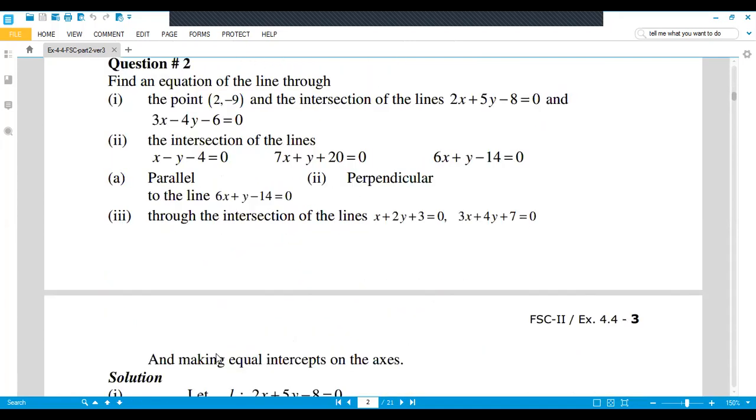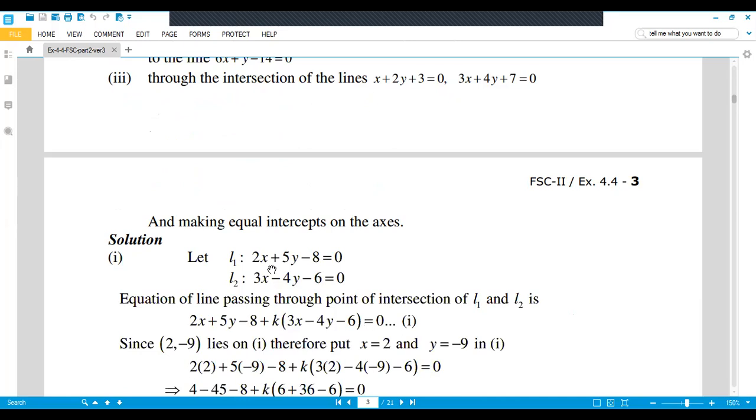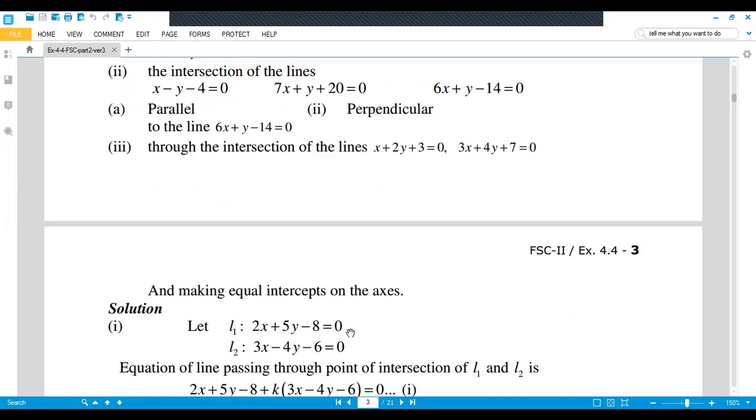Question number 2: find an equation of the line through the point (2, -9) and the intersection of the lines given. This means two lines are intersecting and one point is (2, -9). You have to find the equation of the line, for which one point you will get from the point of intersection of the given lines, and one point is given. So L1 is 2x plus 5y minus 8 equal to 0 and L2 is 3x minus 4y minus 6 equal to 0. Now the equation of a line passing through the point of intersection of L1 and L2.